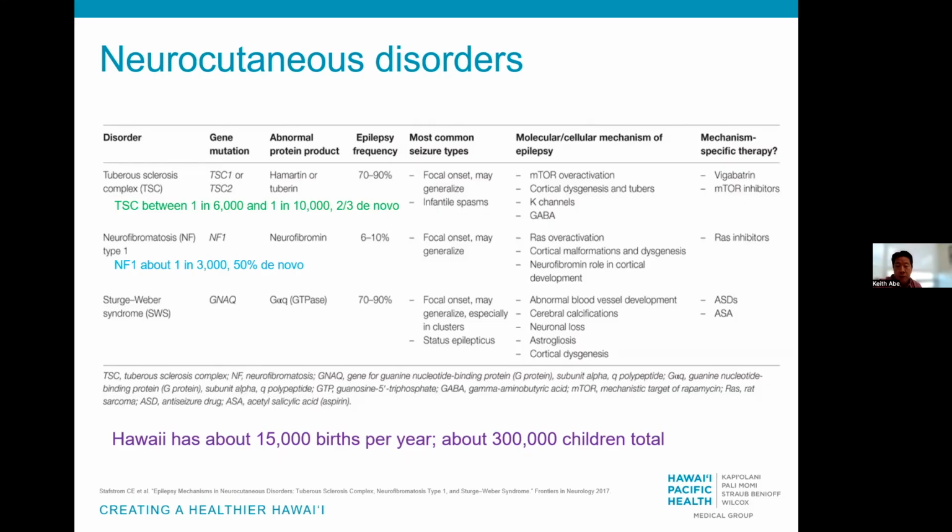NF1, about 1 in 3,000. So we see that more often. That would be about 5 new patients a year. About half the time it's new. And Sturge-Weber, relatively rare, maybe one every 1 to 2 years we'll see a new case. But definitely we're getting new cases every year for these.